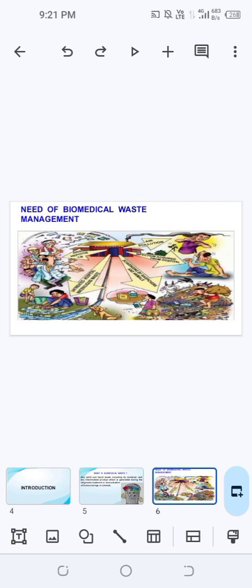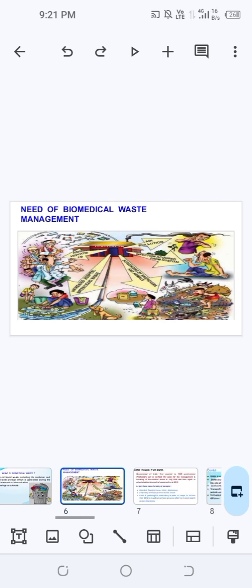Now coming to the need of biomedical waste management. So why do we need biomedical waste management? Firstly, in case of hospitals, we can prevent the patient from cross infection, or we can say nosocomial infection. If it is not disposed properly, it can pollute the environment as well. It is harmful for the animals as well as the human beings if it is polluted through air, water.